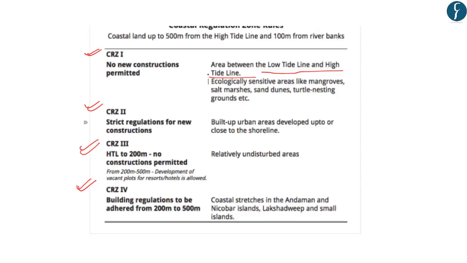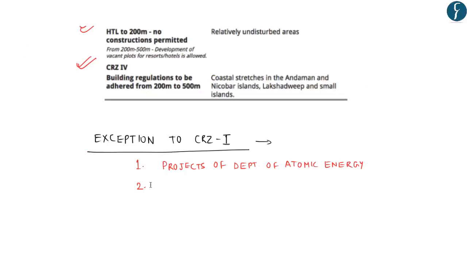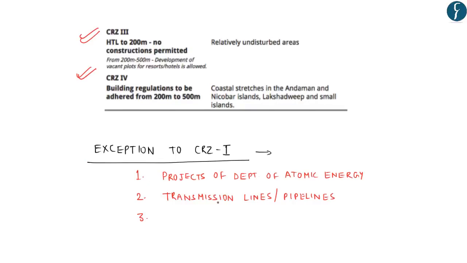Now this CRZ1 area comprises those areas that are ecologically sensitive and important, such as national parks, marine parks, sanctuaries, reserve forests, and areas rich in genetic diversities, and also areas likely to be inundated due to rise in sea level consequent upon global warming. However, the important thing to note about CRZ1 is that no new construction is permitted within this particular zone. Still, the CRZ regulation provides for 3 exceptions. New constructions related to projects of Department of Atomic Energy, pipelines conveying system including transmission lines, and exploration and extraction of oil and natural gas.